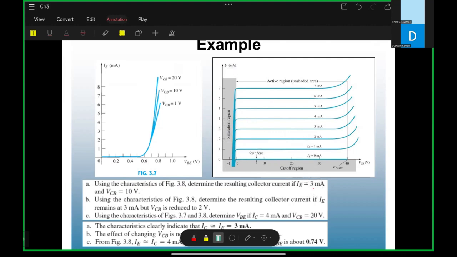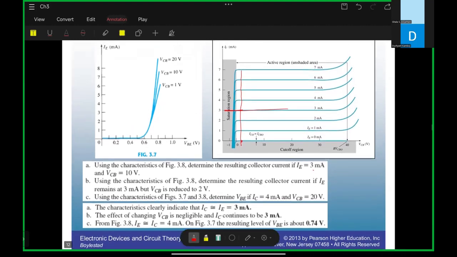B part. Okay. It's still 3. Okay, we reduced it to 2. So 2 will be lying somewhere here for VCB. Yes. And draw a parallel line like this. And IC is how much? It remains still 3 milliampere. So that is again going to be 3 milliampere, right? Very good. Next question.